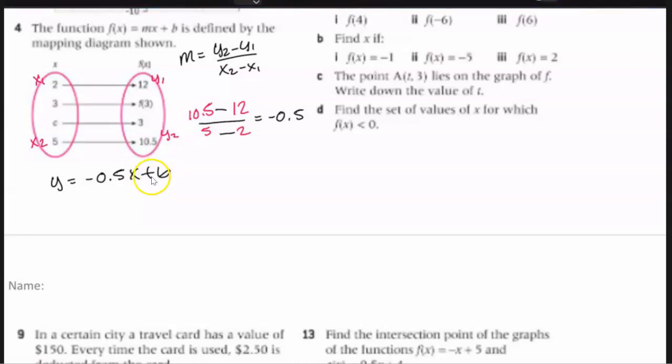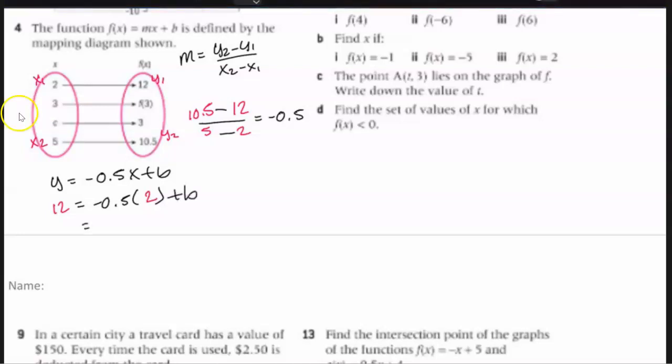To find your b value, to find your y-intercept, this is where we pick 1 point from my set of points and plug it in. You can either do (2, 12) or (5, 10.5). I'll do (2, 12) to avoid the decimals, but you can use either. So my y value is 12. 12 equals -0.5 times my x value, 2, plus b, and I want to solve for b.